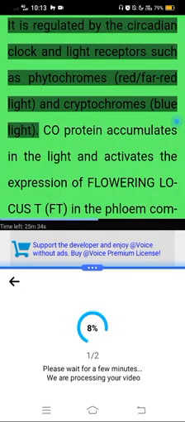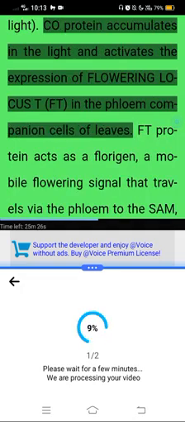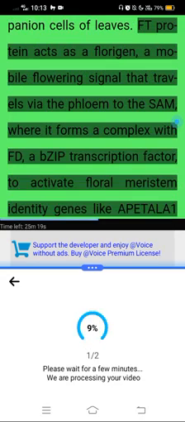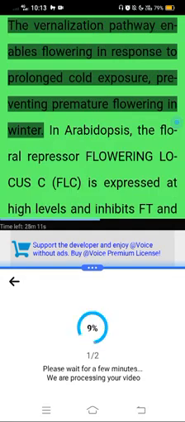It is regulated by the circadian clock and light receptors such as phytochromes, red and far-red light, and cryptochromes, blue light. CO protein accumulates in the light and activates the expression of FLOWERING LOCUS T, FT, in the phloem companion cells of leaves. FT protein acts as a florigen, a mobile flowering signal that travels via the phloem to the SAM, where it forms a complex with FD, a bZIP transcription factor, to activate floral meristem identity genes like APETALA 1, AP1, and LEAFY, LFY.